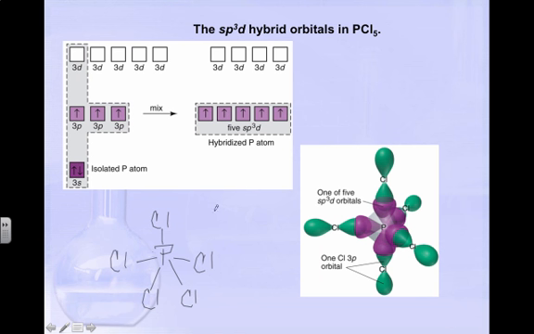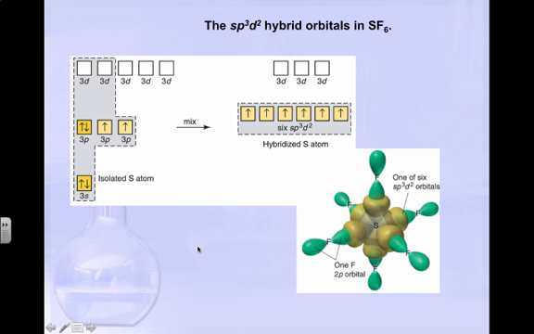It's 5, so I'm going to have one S because I only have one orbital in S. I have 3 P's. So how many is that so far? That's 4. And then 1 D. So it's sp3d hybridized. So all you're doing is just counting.